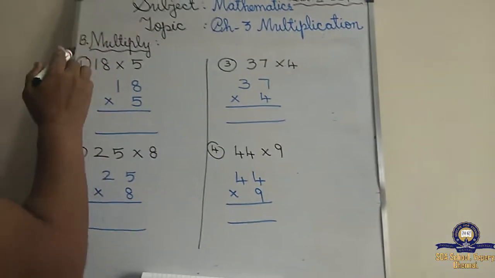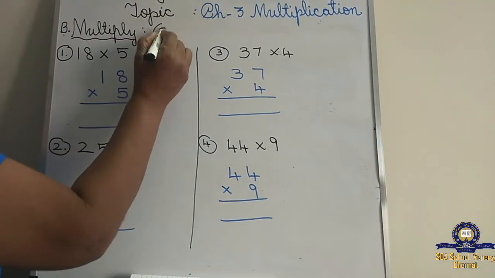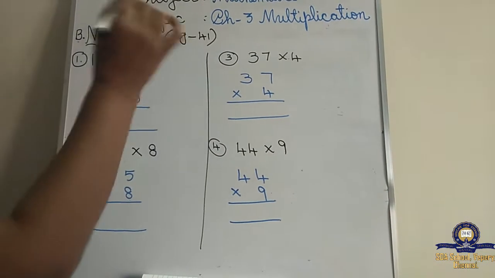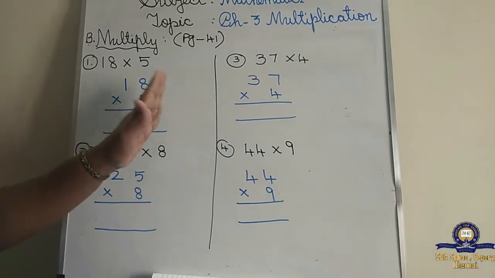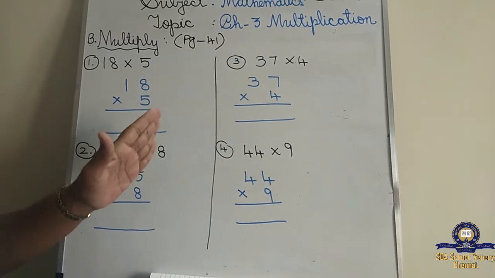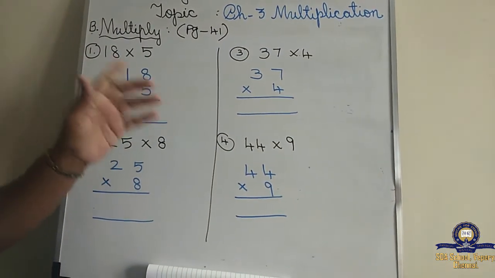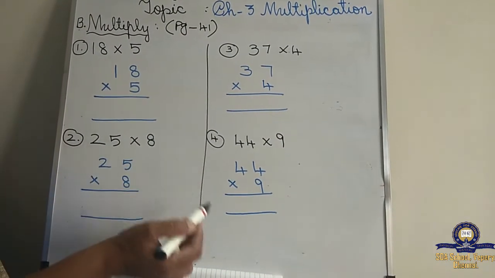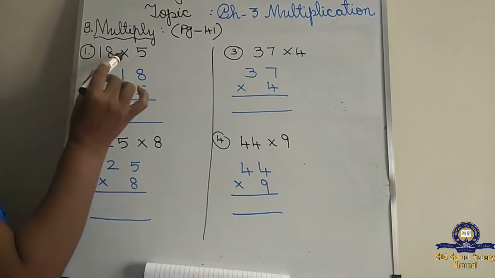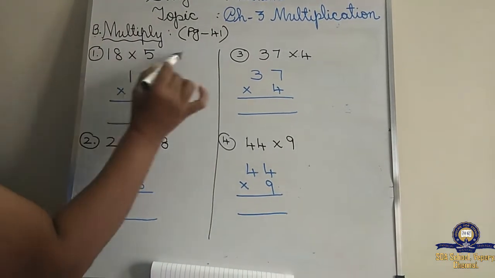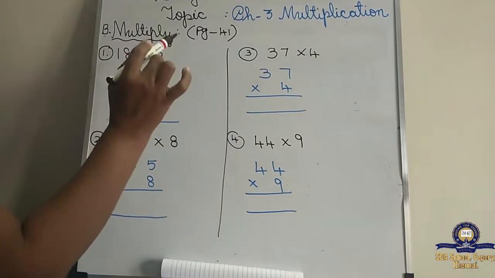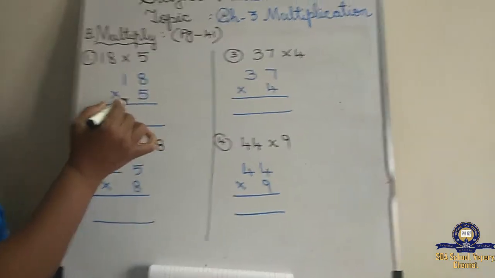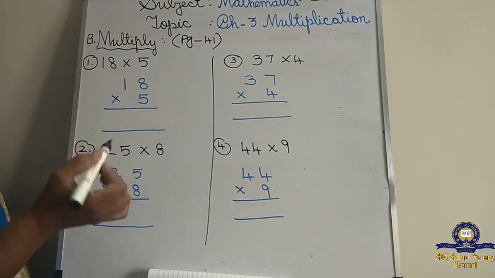Okay, children, now we'll move on to B sum. This also is on page number 41. But this sum you have to copy down in the classwork note, because there is no space in the book. 18 into 5. You can't multiply horizontally, so I am writing it vertically for easy understanding.